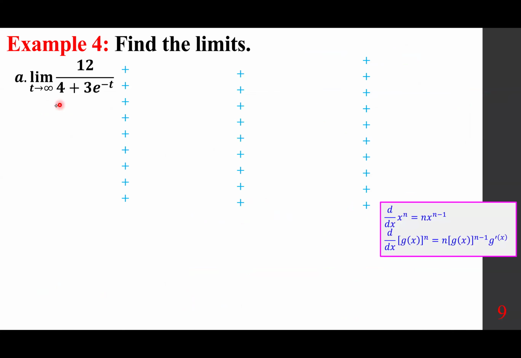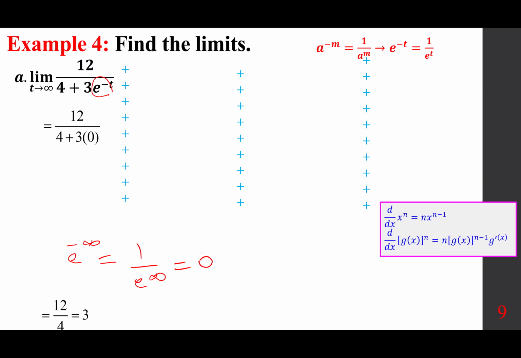All right, t is approaching infinity. We want to find this limit, plug in, and notice a to the power minus m is 1 over a to the power of m. Therefore, e to the power minus t is 1 over e to the power of t. And that's what happens here. And this becomes 0 because this is e to the power minus infinity, which is 1 over e to the power of infinity, which is 0. And therefore, the answer is 3.